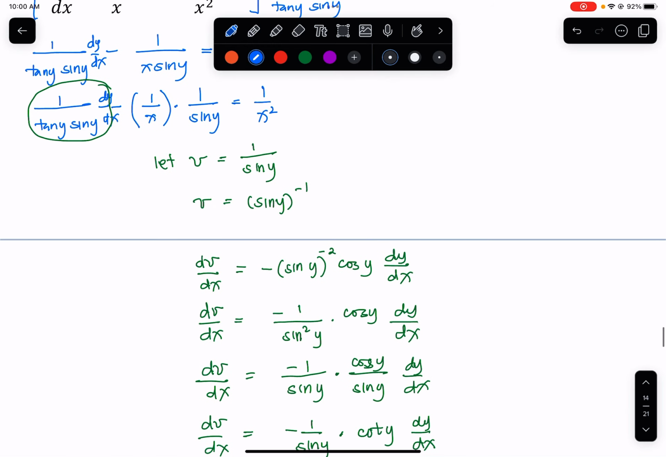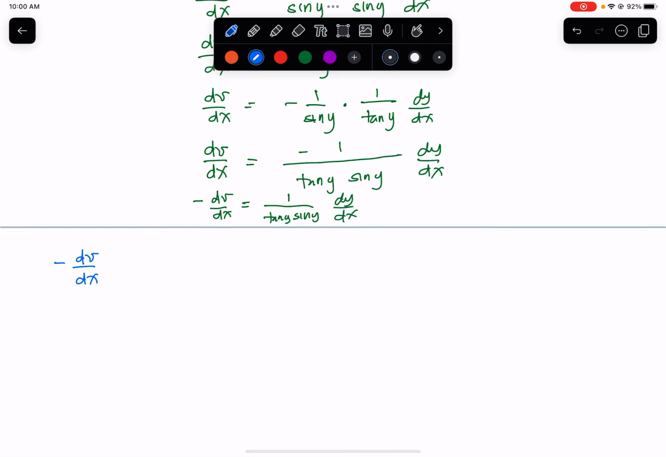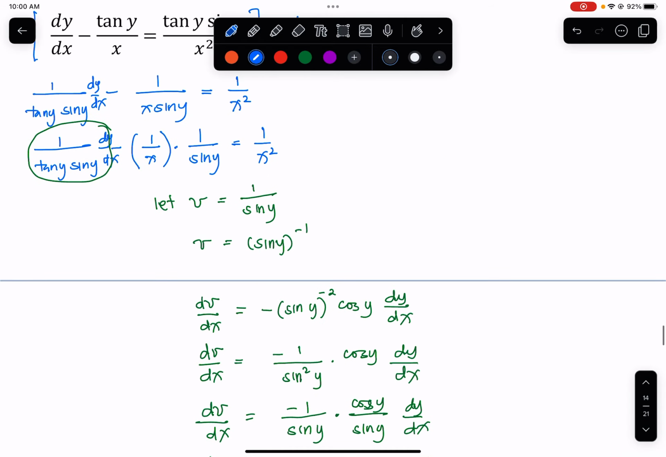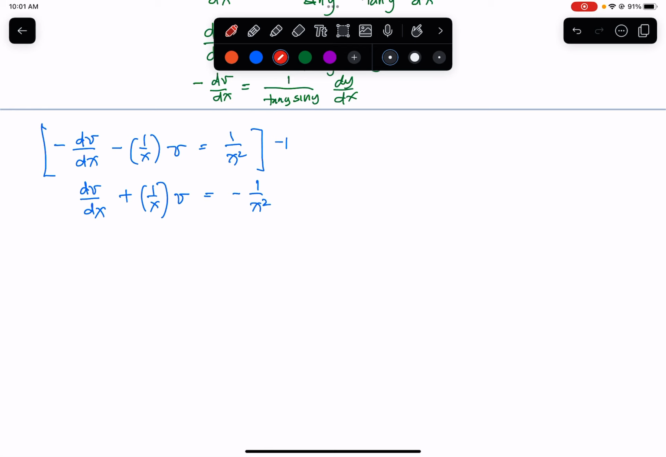So therefore, we can now change that. 1 over tangent y sine y dy over dx is the same as negative dv over dx. Then minus 1 over x, and then 1 over sine y is v, is equal to 1 over x squared. And lastly, we remove the negative sign. So for the differential, by multiplying everything by negative 1, dv over dx plus 1 over x times v is equal to negative 1 over x squared. So our p of x is 1 over x, and our q of x is negative 1 over x squared.